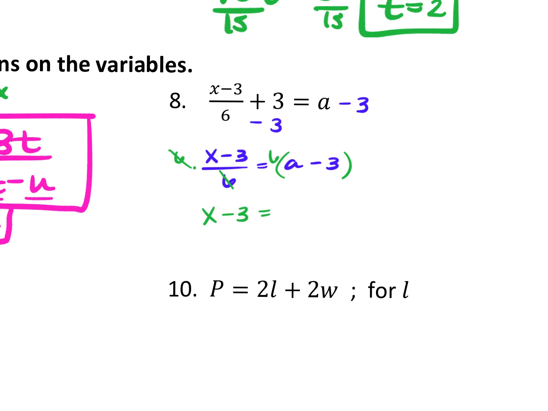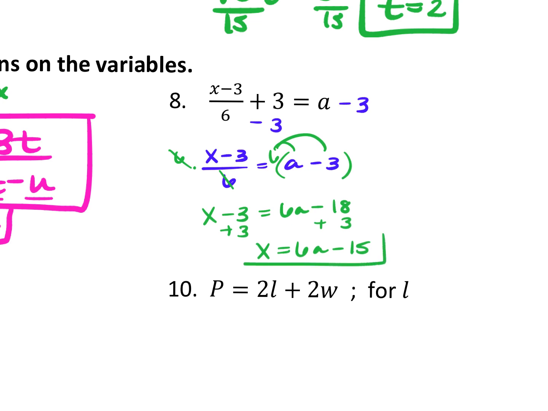At this point, you can distribute right away, or you can finish the problem and then do the distributing. I'm just going to distribute. So this is going to be 6a minus 18. And then your last step is add 3. So x equals 6a minus 15. And you're done.